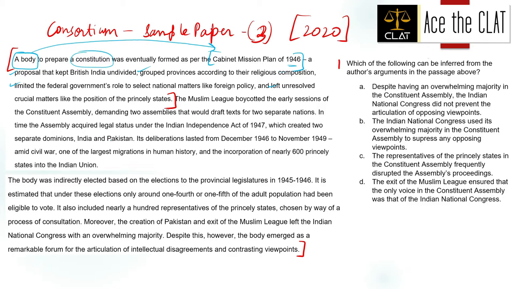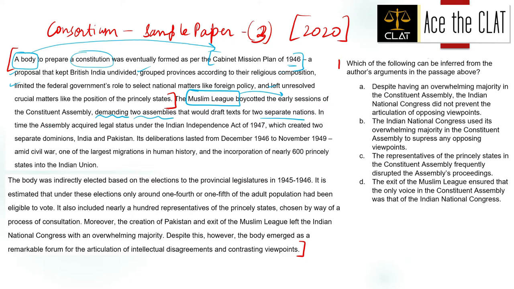Alright. Now we are talking about the Muslim League. The Muslim League boycotted the early sessions of the Constituent Assembly, demanding two assemblies that would draft texts for two separate nations. Okay, the Muslim League boycotted the early sessions because it was demanding two assemblies that would draft different texts for two separate nations.